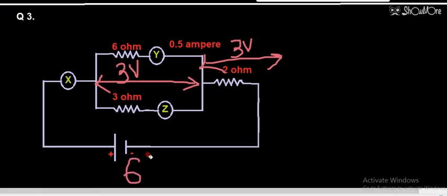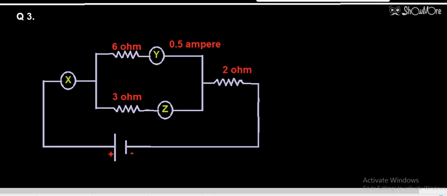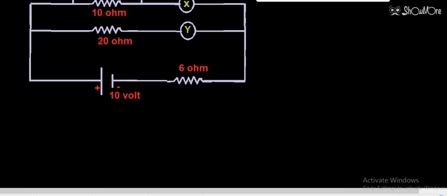Students, if you find any doubt in finding the voltage of this battery, then you can drop a message, because this is not a time to waste here. We have already discussed the question, the reading of Z, the reading of X. So still we have calculated the battery voltage. If you still have any doubt, then you can drop a message and I will try to clear that doubt. So this is all from question number 3. If you find it useful, then you can share this question with your friends.